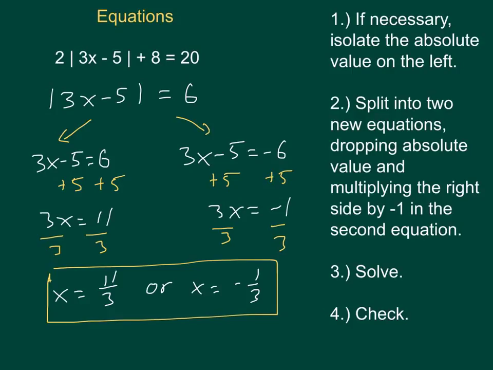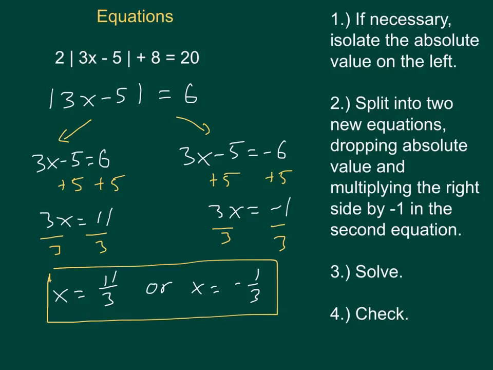Now when I check, I want to plug these back in to my original problem. I'll start with the 11 thirds. Plugging 11 thirds in for x, 3 times 11 thirds is 11. 11 minus 5 is 6. The absolute value of 6 is 6. 2 times 6 is 12. And 12 plus 8 equals 20. So it works. Negative 1/3 would be the same thing.